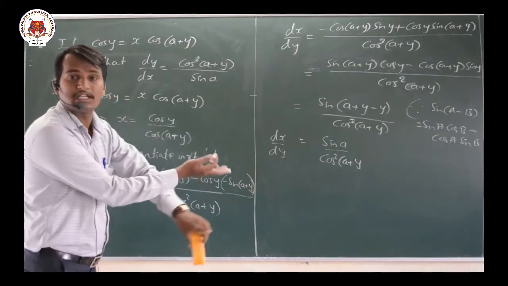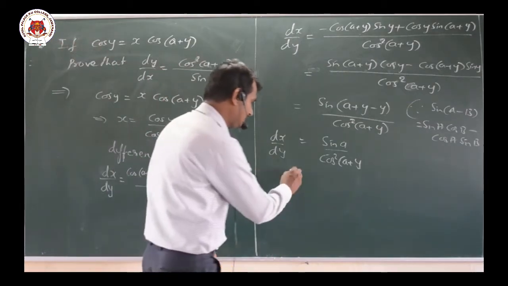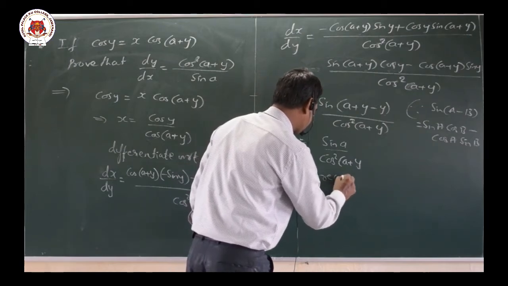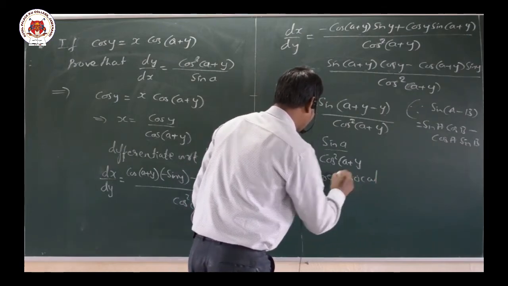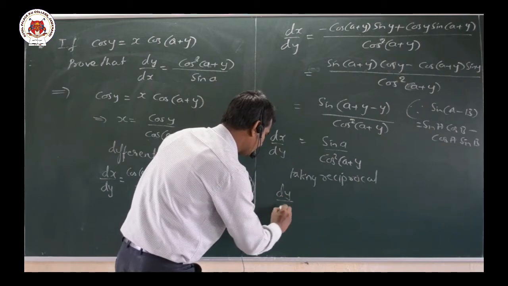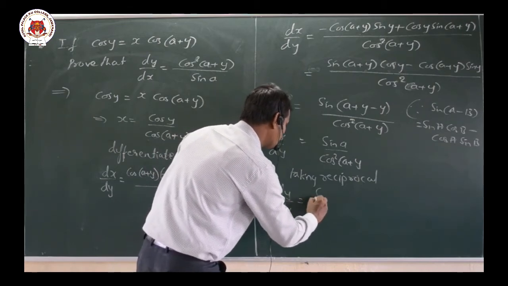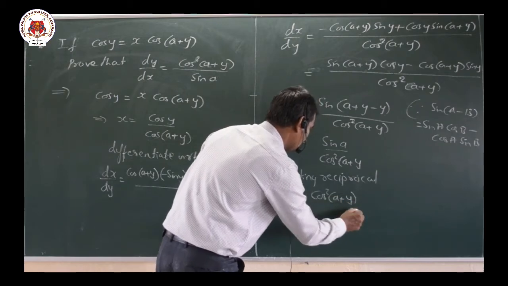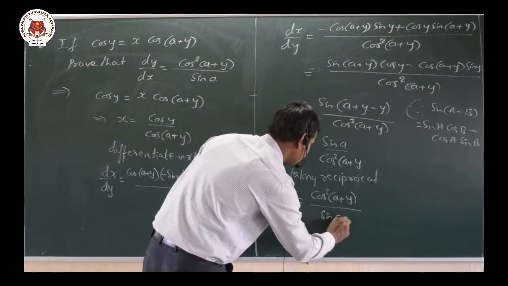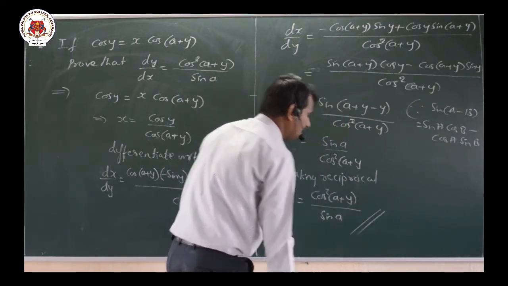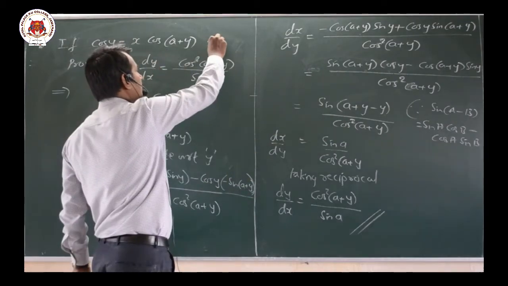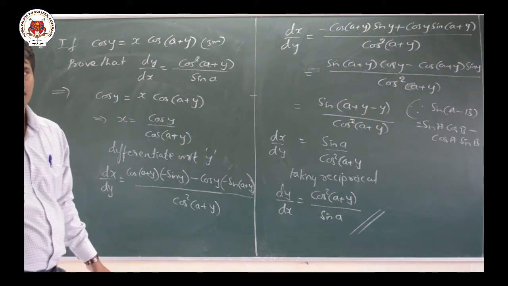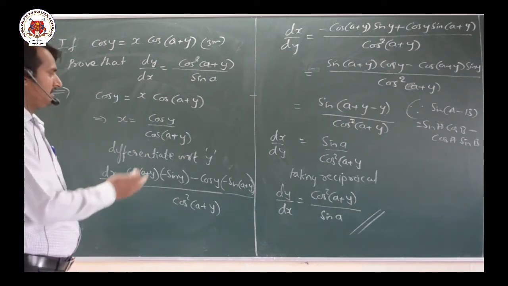Now taking the reciprocal, we get dy by dx equal to cos square of (a plus y) whole divided by sin a, and that is the required result. It is for 3 marks, an important question asked in your previous year question paper. Dear students, it is a little bit difficult problem.